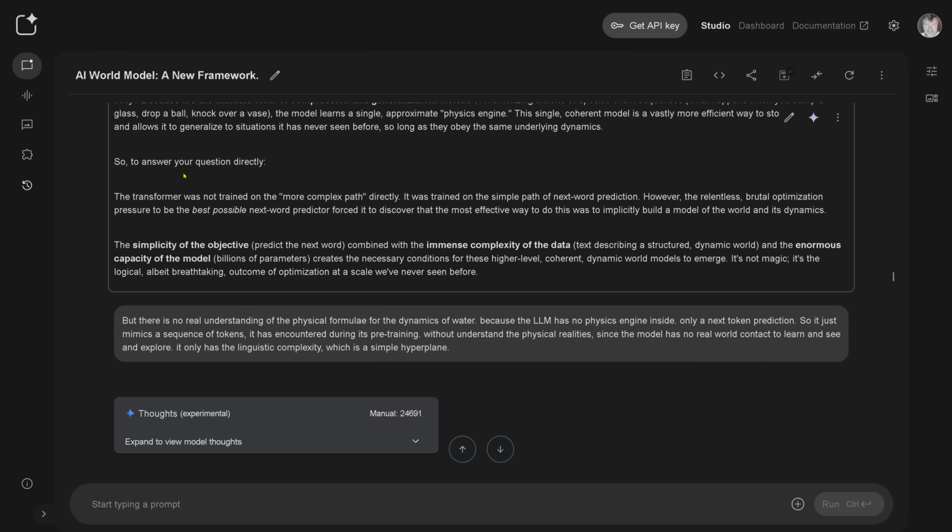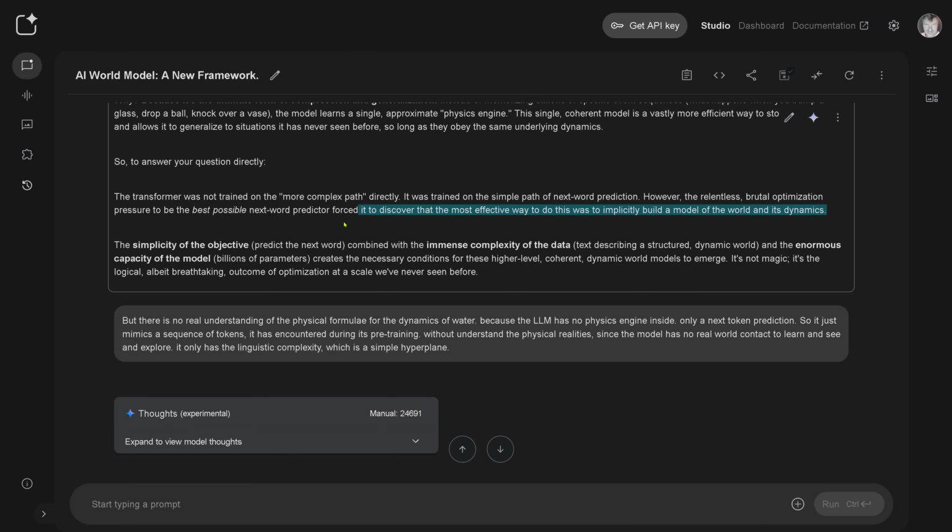Generalization. So the answer to your question is, the transformer was not trained on the more complex path directly, to say that the water now splashes out of the glass. It was trained on the simple path of the next word prediction. However, the relentless, brutal optimization pressure to be the best possible next word predictor forced the LLM to discover that the most effective way to do this was simply by implicitly building a model of the world and its dynamics. And I don't think this is true.